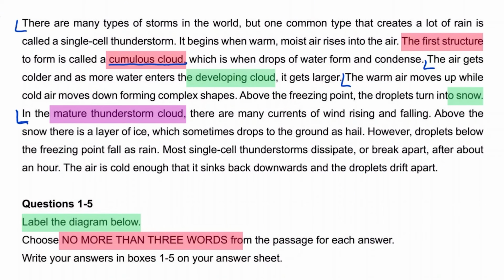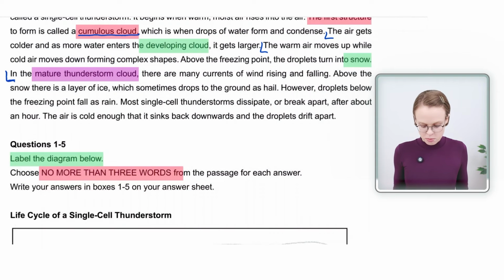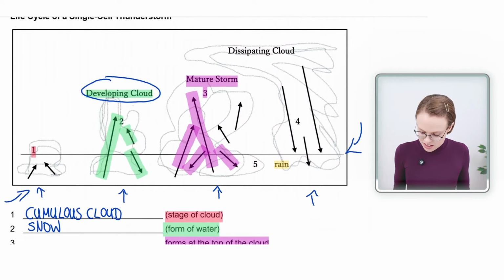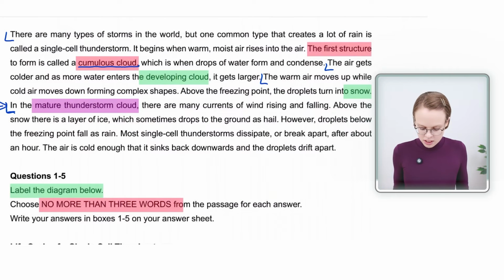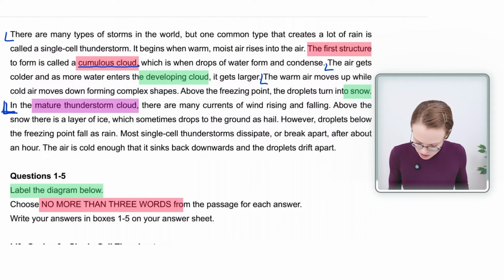Now, let's continue reading. Above the snow, there is a layer of ice, which sometimes drops to the ground as hail. However, droplets below the freezing point fall as rain. So we are not interested anymore in that sentence because the freezing point, as we have figured out before, is this line here. And number 3 is above this line. So we're interested in this sentence only. Let's again have a close look at the sentence. It says, above the snow. We are only interested in those two sentences here, where it says, in the mature thunderstorm cloud until hail.